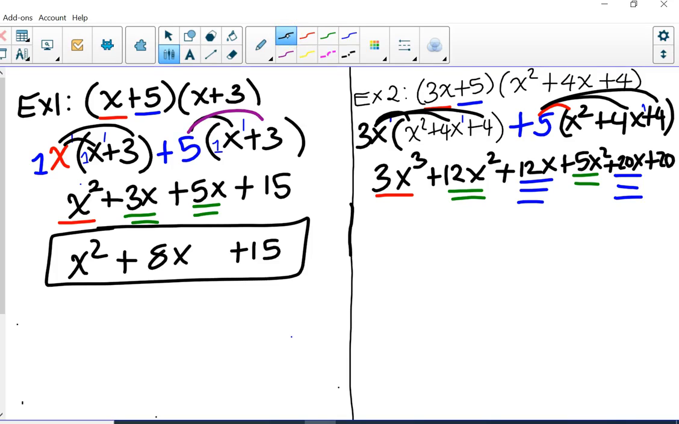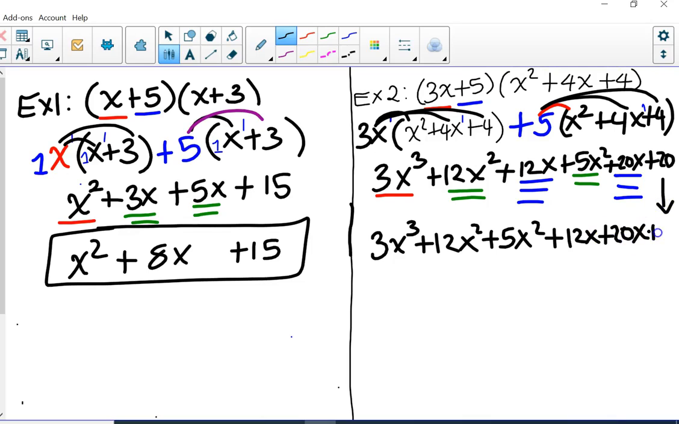So now I'm going to rearrange with all my like terms together, and make sure to take the sign in front. So I'm going to bring down this 3x cubed. And we have plus 12x squared and plus 5x squared. 12x squared and 5x squared both have x squared. And then we have 12x and 20x, so it's plus 12x plus 20x. And then we'll bring down this plus 20. Remember to bring down this plus 20. That's important.